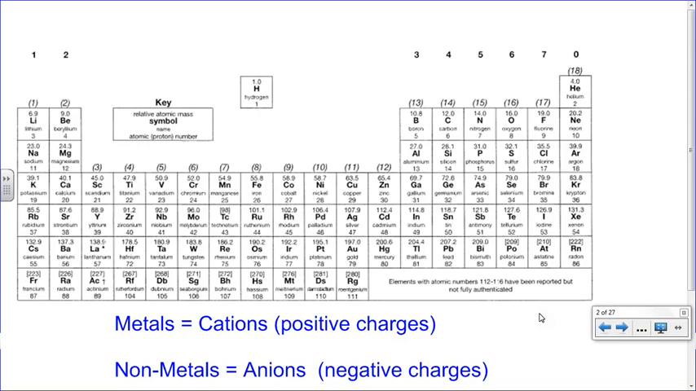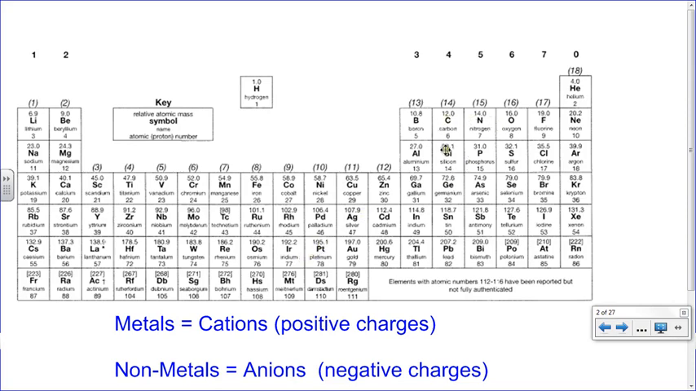So let's have a look at the periodic table here. Everything on this periodic table is an atom, and atoms are neutral. They don't have any charge. And what we're going to look at in this video is why metals tend to gain a positive charge and non-metals gain a negative charge.